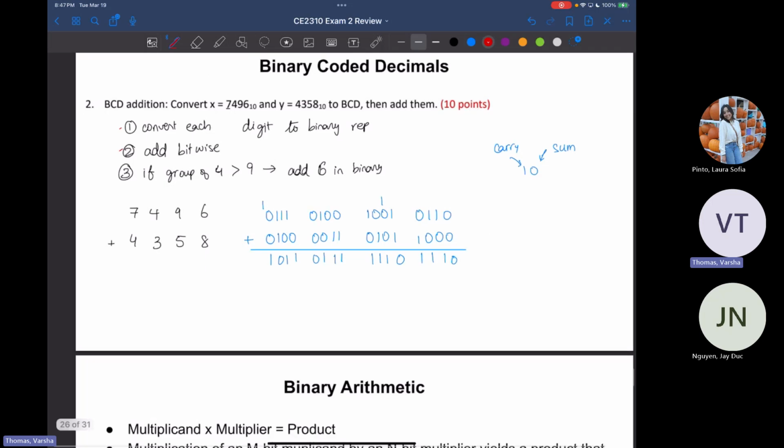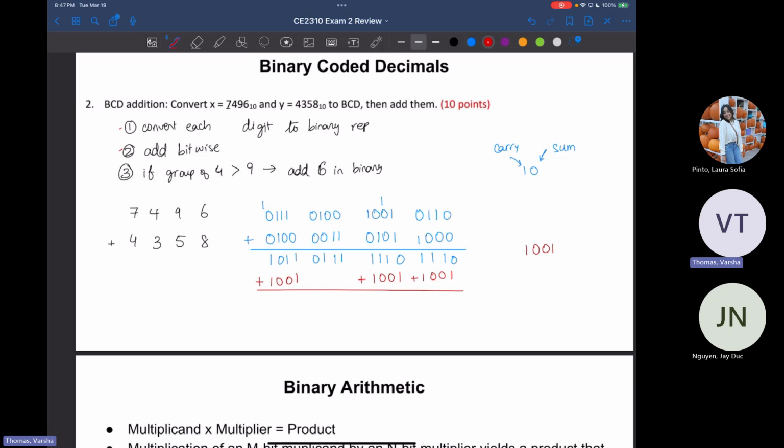So in part 3, we're going to check if each group of 4 is greater than 9. So remember that 9 is 1, 0, 0, 1. Okay, so this value is greater than 9, so we're going to add 0, 1, 1, 0. This value is equal to 7, not greater than 9, so we don't really care what happens to it now. This third number is greater than 9, so we're going to add 0, 1, 1, 0. And then we're going to add bitwise again.